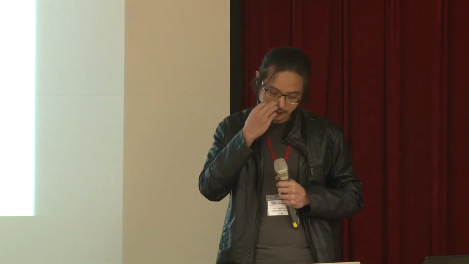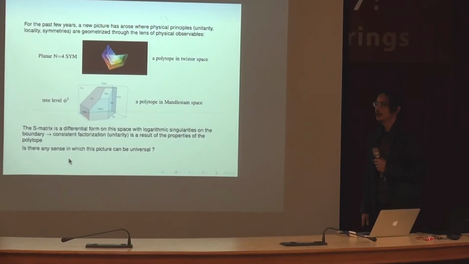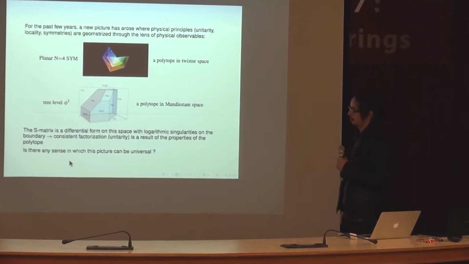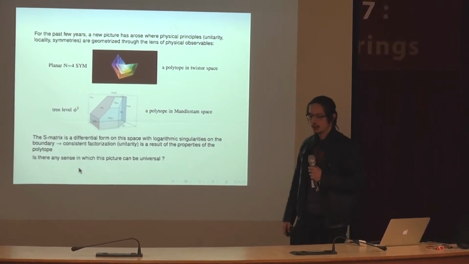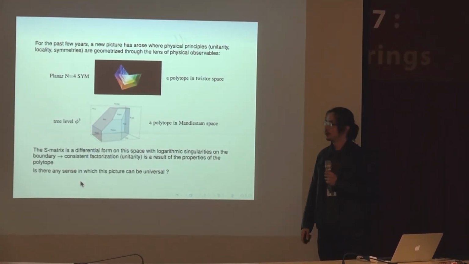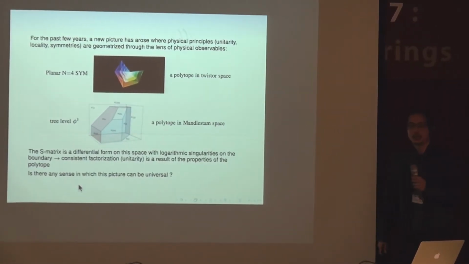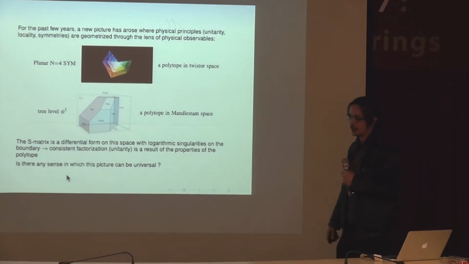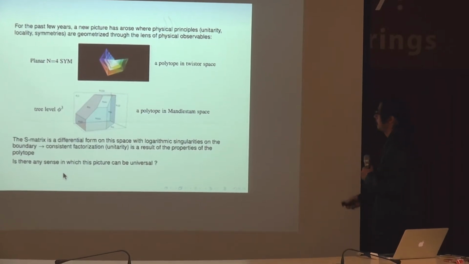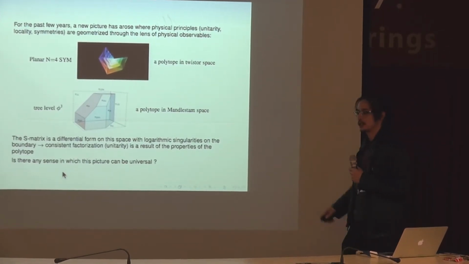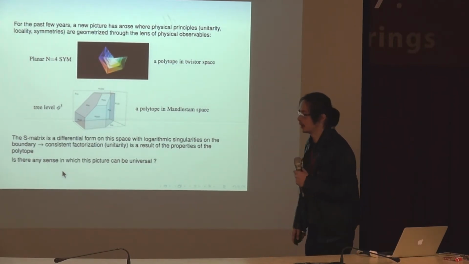This talk is about carving out the space of consistent quantum field theories. The idea is that for the past couple of years there has been progress in geometrizing what we usually consider the fundamental physical principles: the notion of unitarity, the notion of locality, and various symmetries of the theory. We usually take all of these as fundamental properties of physical systems, but in the past few years we have been able to geometrize these notions, stating them instead as emergent properties of certain geometric structures.